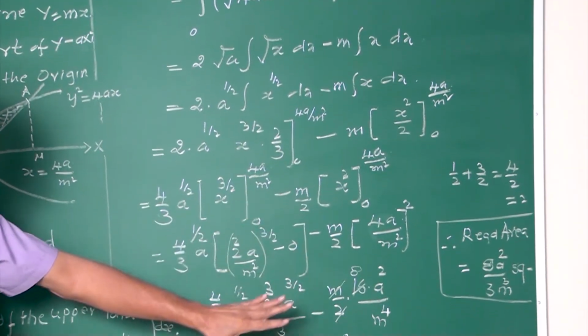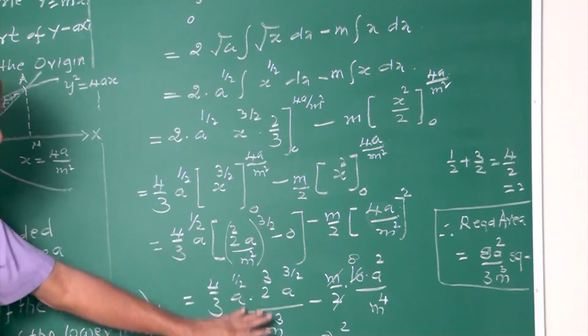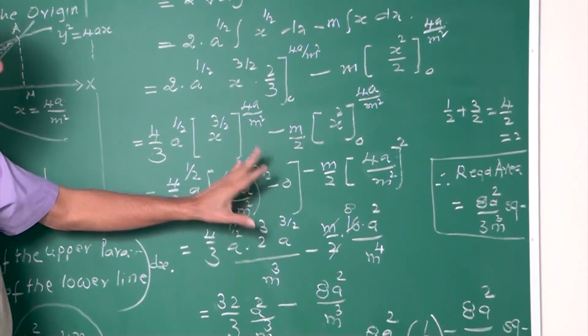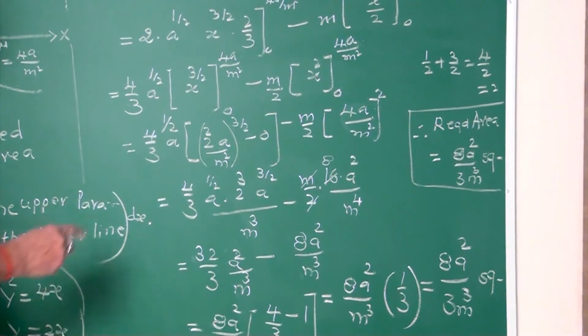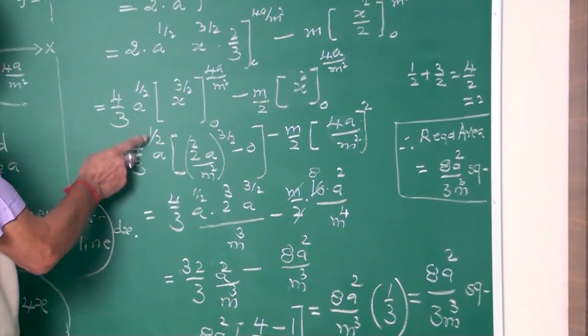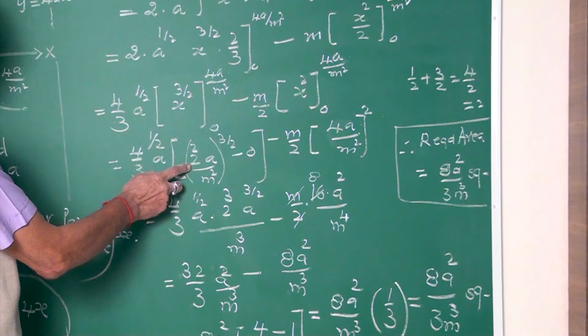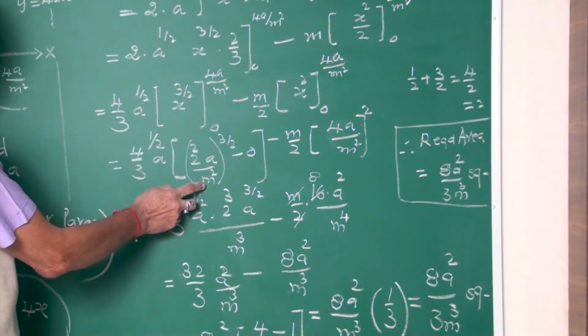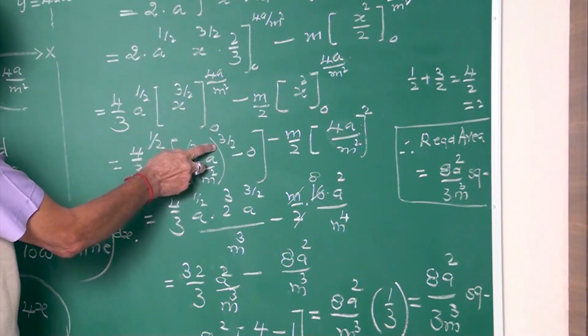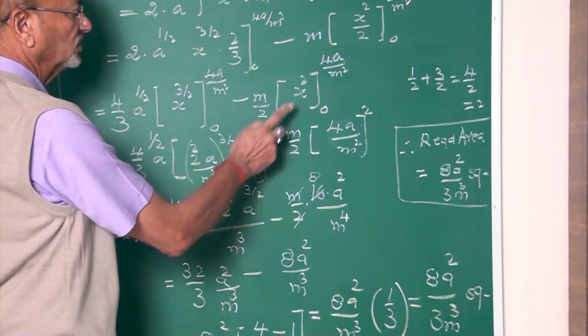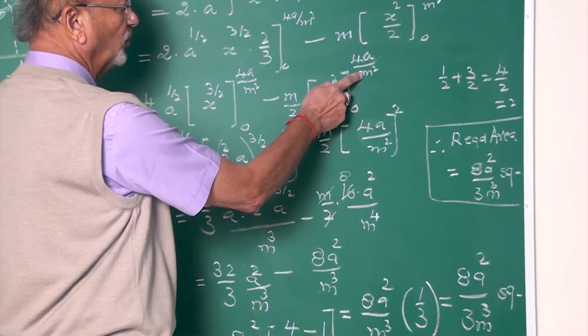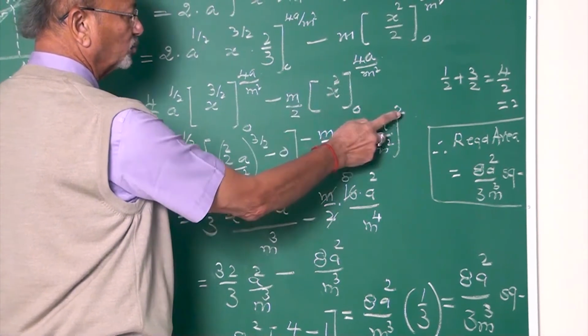This needs a little bit of simplification, my friends. You must have patience here. Do it a little slowly. This is 4 by 3. 4 can be written as 2 square a. Down is m square. Power is 3 by 2. Lower limit is 0. Minus m by 2 in. What is the value of x? 4a upon m square. What is the power of x? It is 2.